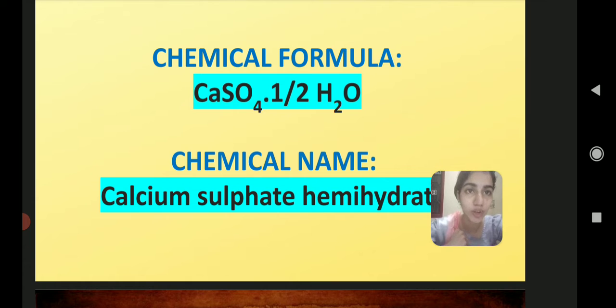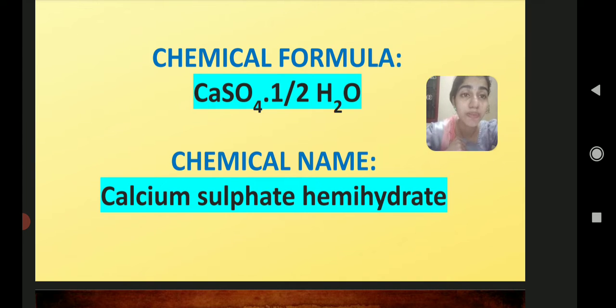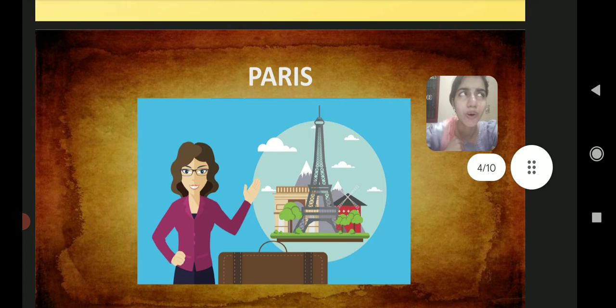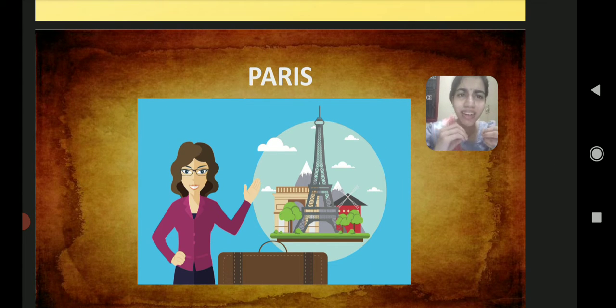What is the chemical formula? CaSO4 half H2O. The chemical name for plaster of Paris is calcium sulfate hemihydrate. Okay. So now you will be wondering, what is its relation with Paris? Plaster of Paris. Is it related to the Paris city in France? Yes, it is. It is related to it.